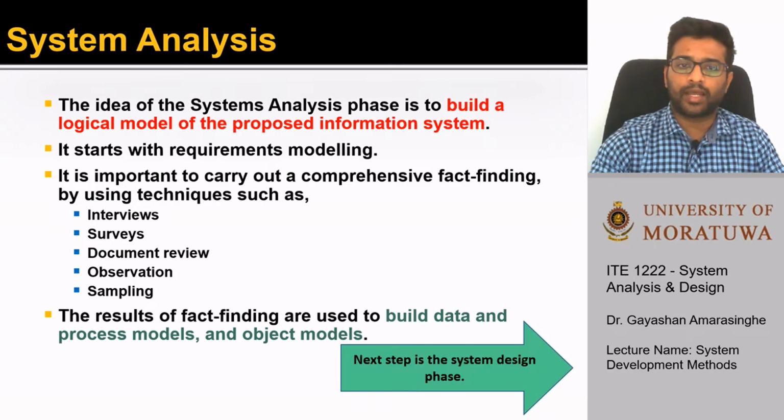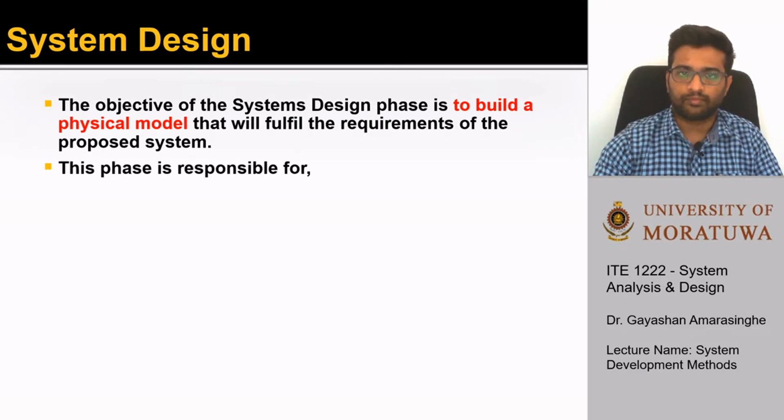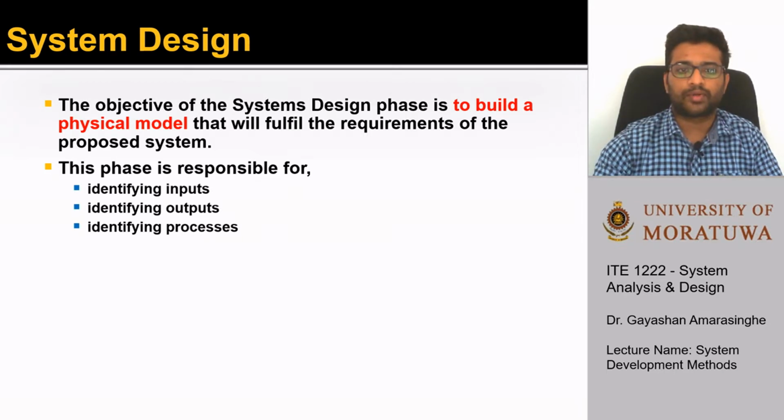After a complete system analysis has been conducted and all the information has been gathered to build the logical model of the proposed solution, we can move on to the system design phase. The objective of the system design phase is to build a physical model that will fulfill the requirements of the proposed system. This phase is responsible for identifying the inputs, identifying the outputs, identifying the processes, as well as designing the user interfaces.